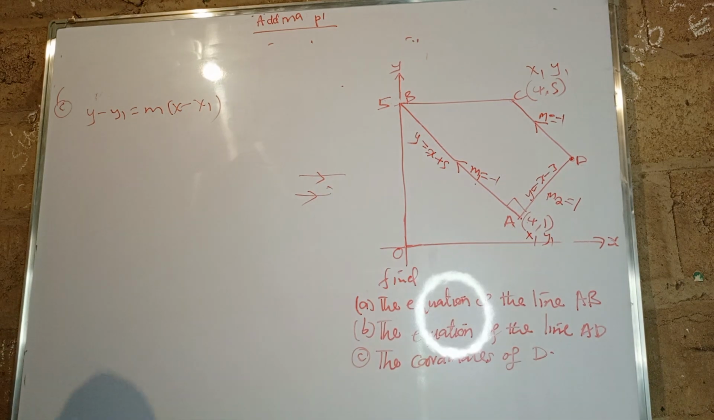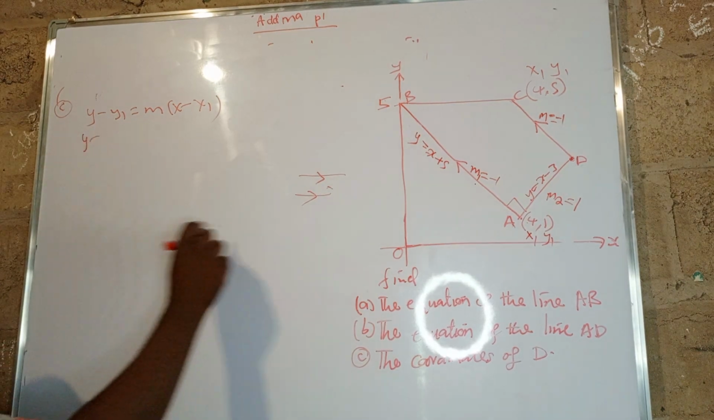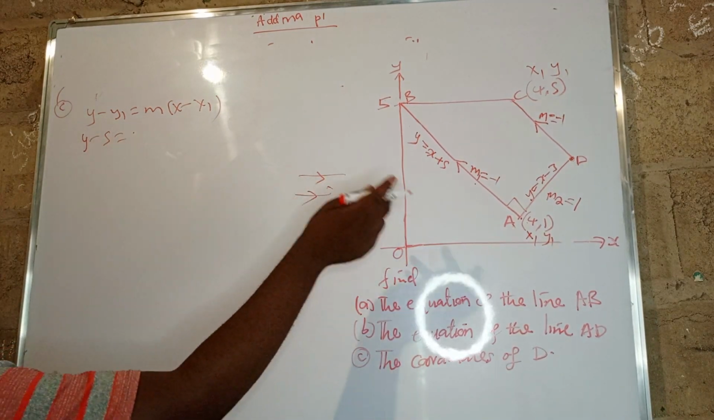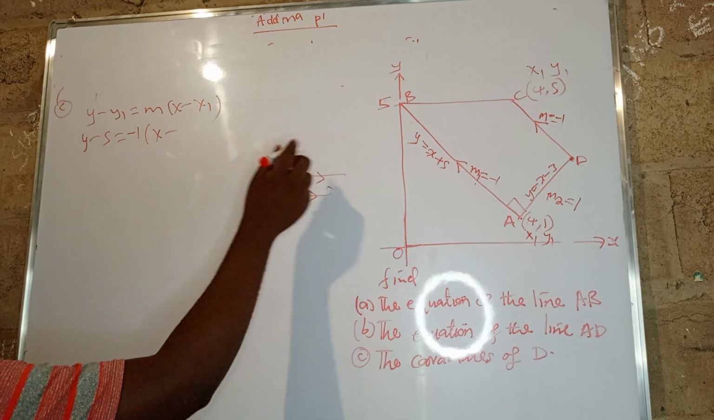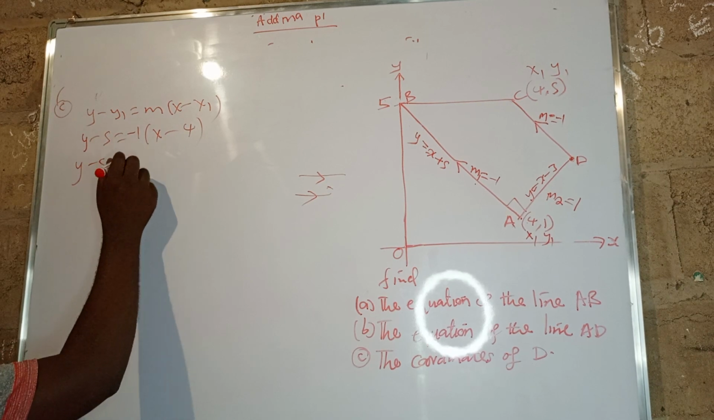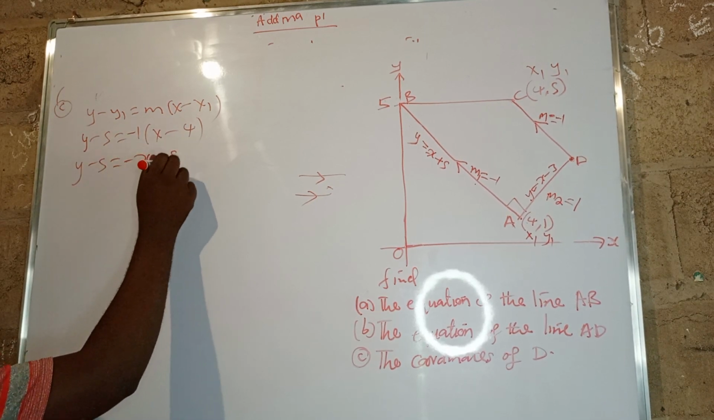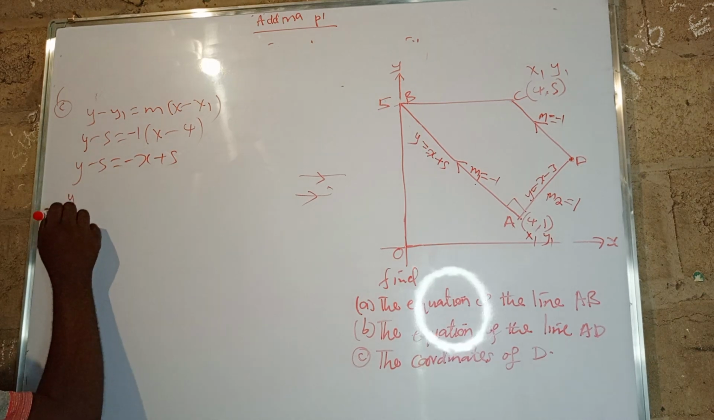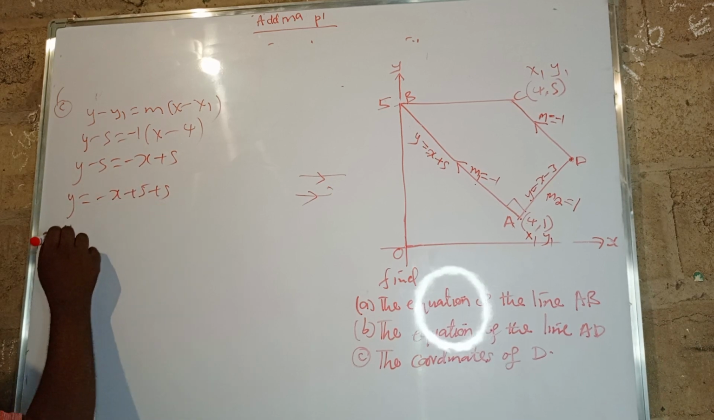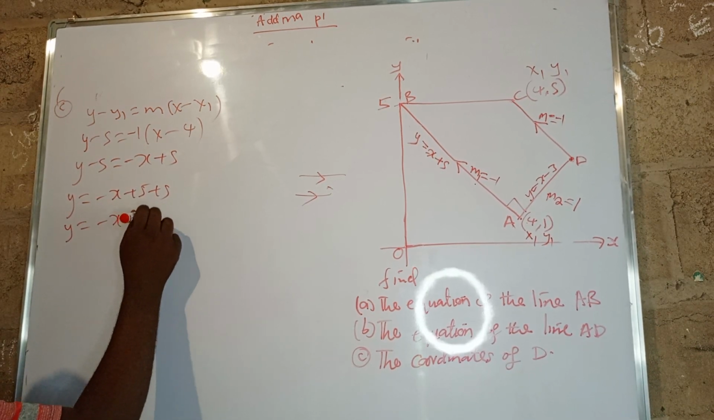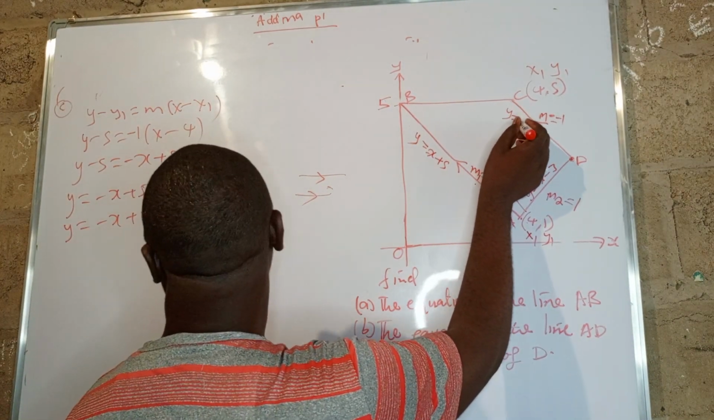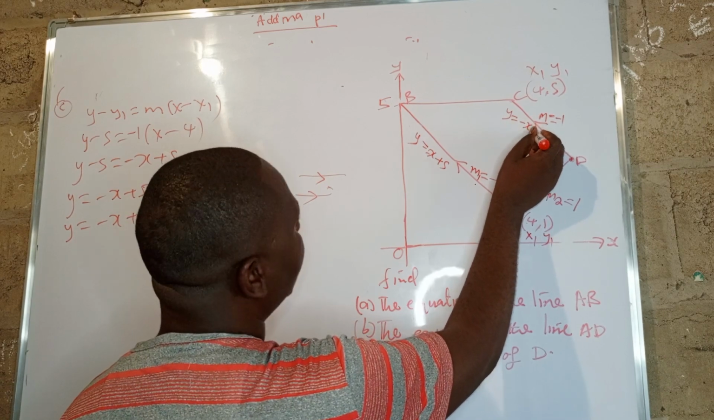minus x1). Good. So my y1, I'll get 5, is equal to m, which is negative 1, times x minus x1, which is 4. So y minus 5 is equal to negative x plus 5. So y is equal to negative x plus 5 plus 5. So y is equal to negative x plus 10, the equation for this line. So y is equal to negative x plus 10.